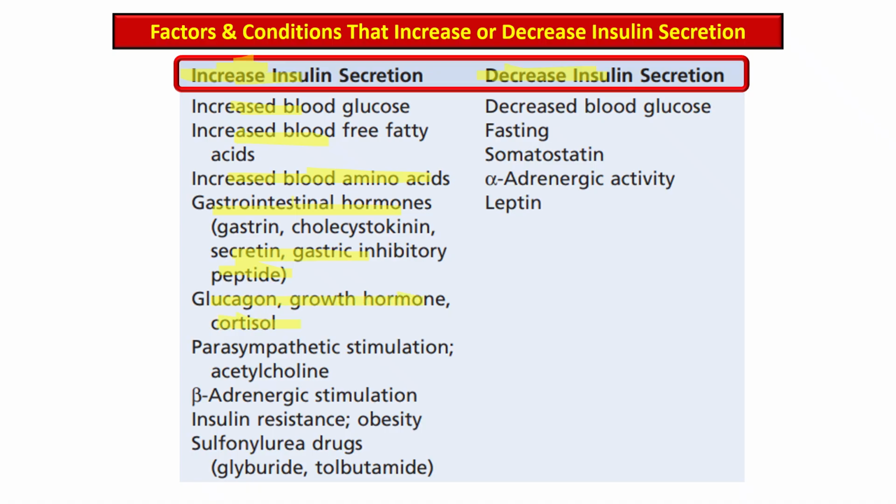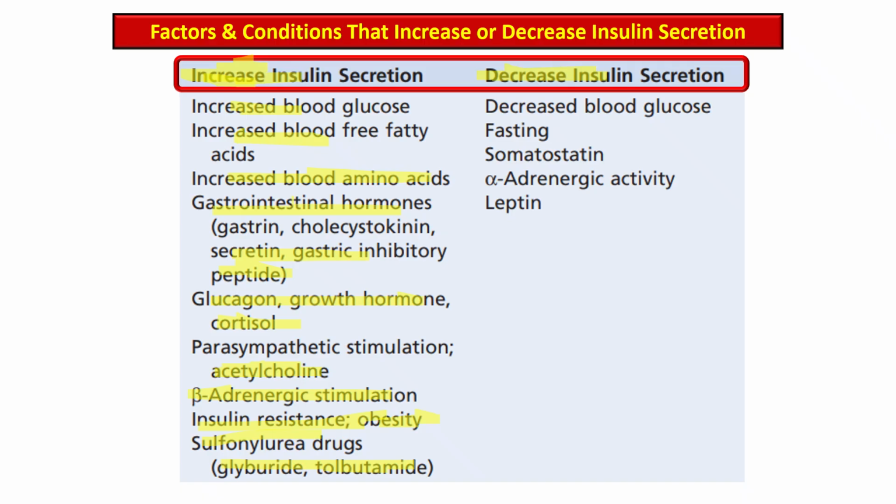Parasympathetic stimulation will result in secretion of acetylcholine, and it also increases the insulin secretion. Then beta adrenergic stimulation, insulin resistance, obesity, and sulfonylurea drugs, glyburide and tolbutamide, they are also responsible for increase in secretion of the insulin.